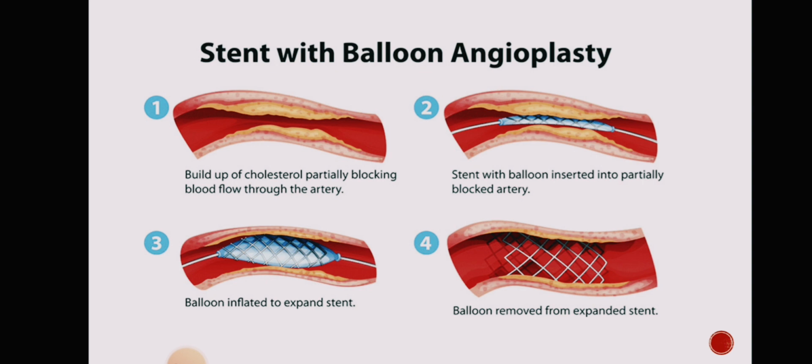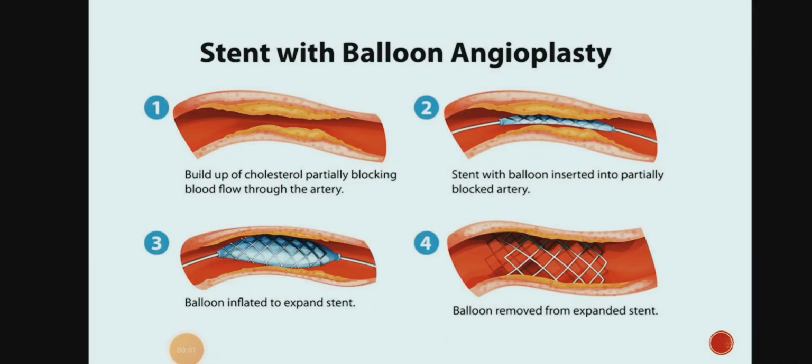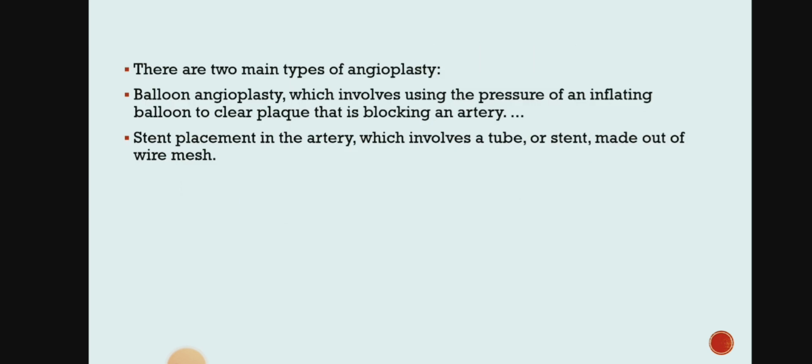So the stent is inserted and the balloon is now inflated. In the last, fourth figure, we can see that the balloon is removed from the expanded stent so that the shape of the vessel is regained by angioplasty. There are two main types of angioplasty. Balloon angioplasty, which involves using the pressure of an inflating balloon to clear plaque that is blocking an artery. Stent placement in the artery, which involves a tube or stent made out of wire.